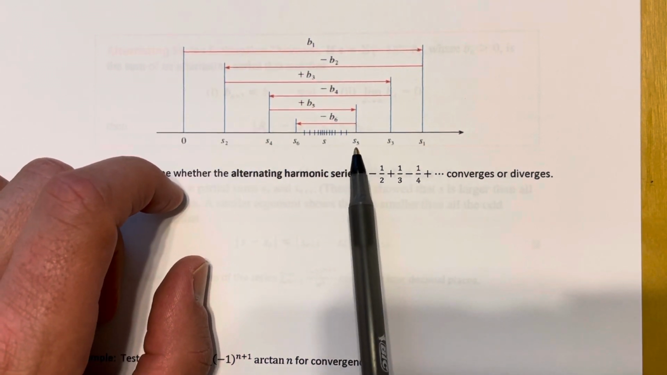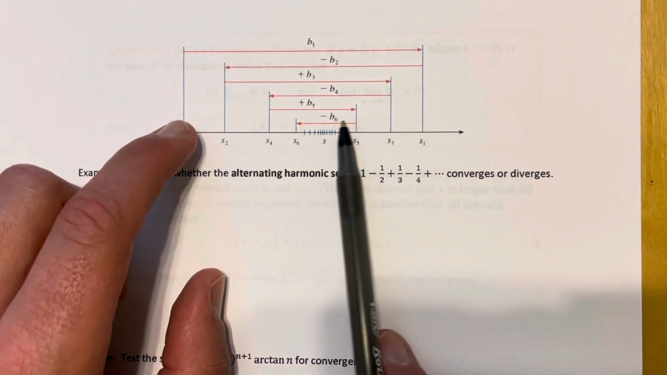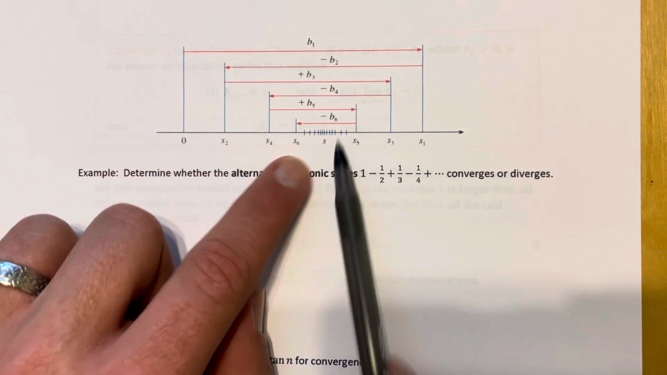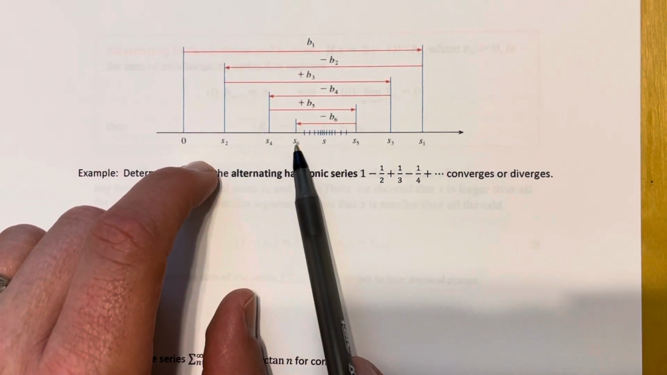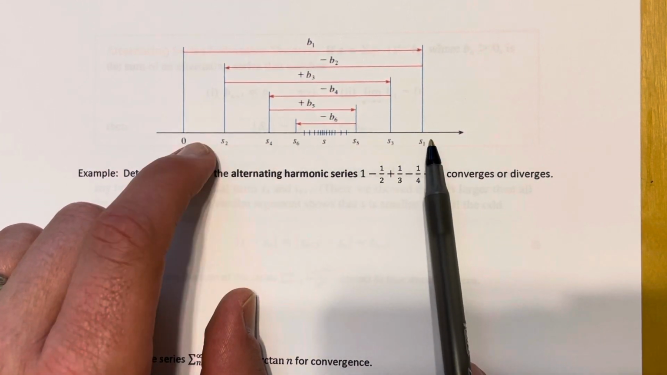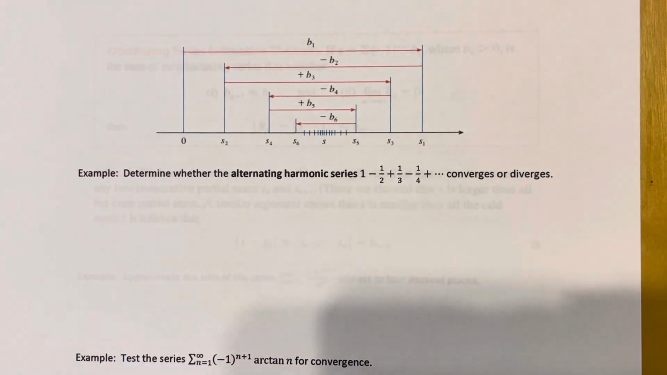And if you notice, that value S is kind of trapped in between these partial sums over here. If you see all the even partial sums, they're appearing to the left of S, and all of these odd partial sums are appearing to the right. So that S is going to be trapped somewhere in between them as these zero in on that limit.